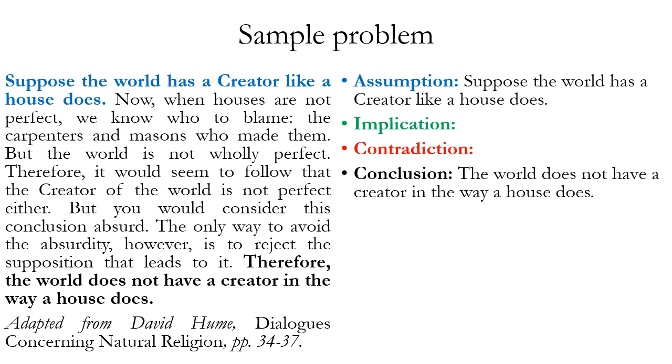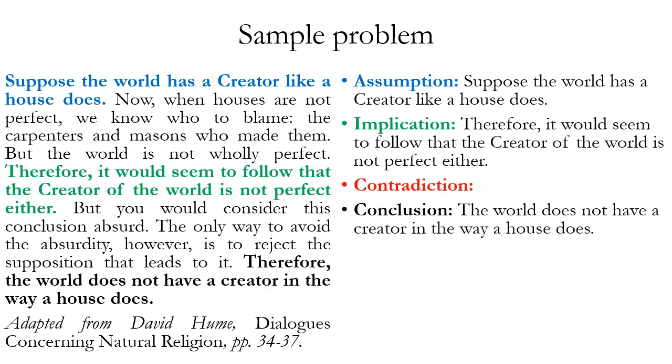The next step is to identify what implication is supposed to follow from the assumption. You can see we have another therefore in the middle of the argument. Therefore, it would seem to follow that the creator of the world is not perfect either. So therefore is usually a conclusion indicator, and it is functioning that way in this case, but it's actually a conclusion that's not the main conclusion of the argument. The word implication is suggesting that this proposition is implied by the initial assumption. So you can prove it, you can make an argument for that implication. So this could be the end of an argument. It would seem to follow that the creator of the world is not perfect.